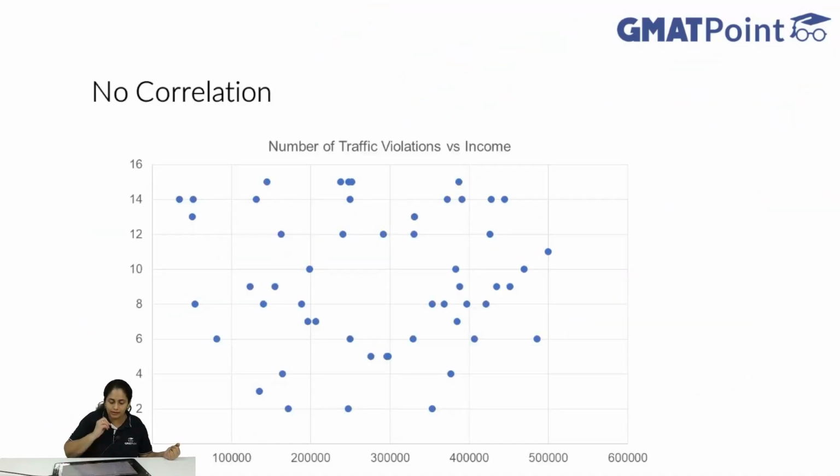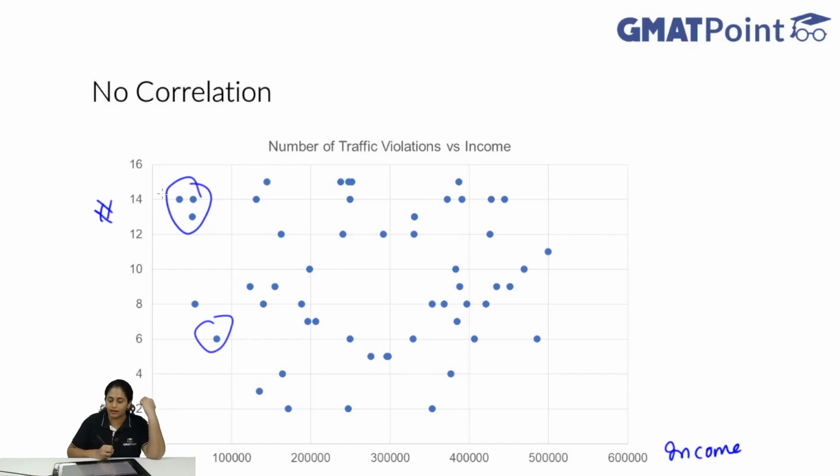Okay. Now consider the case of no correlation. Consider the example of number of traffic violations versus income. On x-axis we have income, on y-axis we have the number of traffic violations. We see that at different incomes we have different number of traffic violations. Those with lower income have sometimes low traffic violations, sometimes high traffic violations. Some people with high income sometimes have low traffic violations, sometimes have high traffic violations. So clearly there is no trend visible from the graph as such.